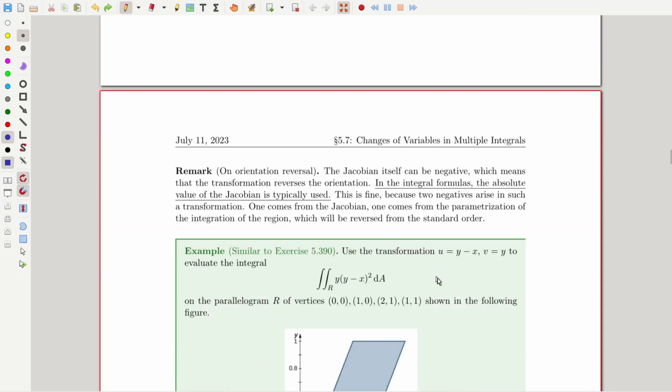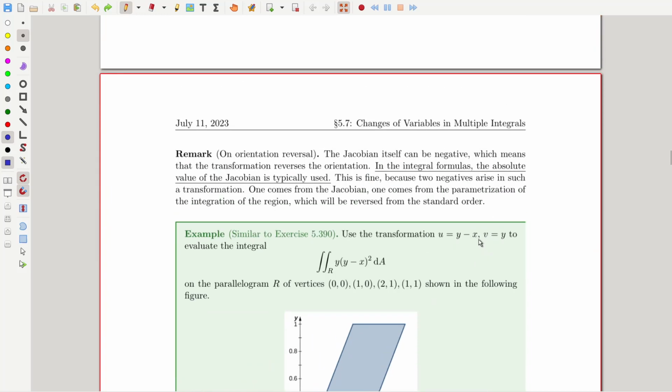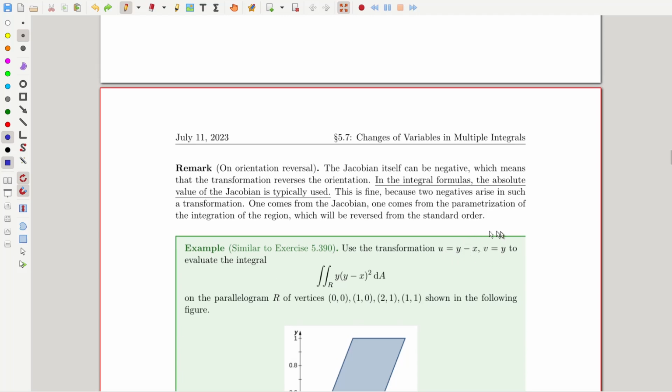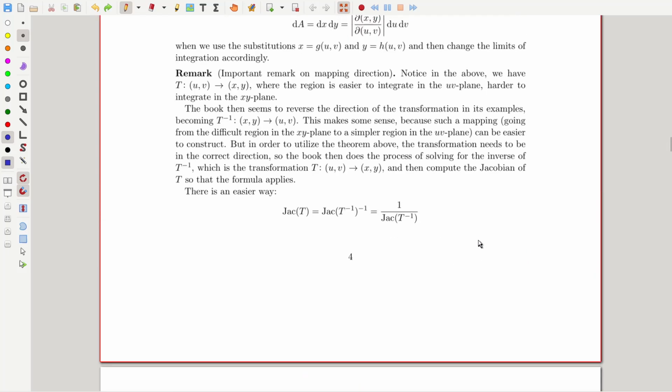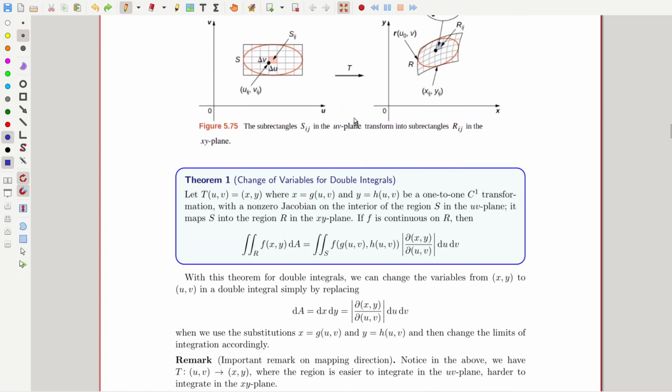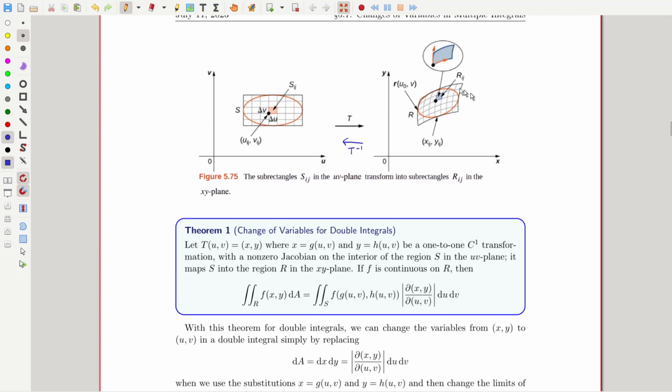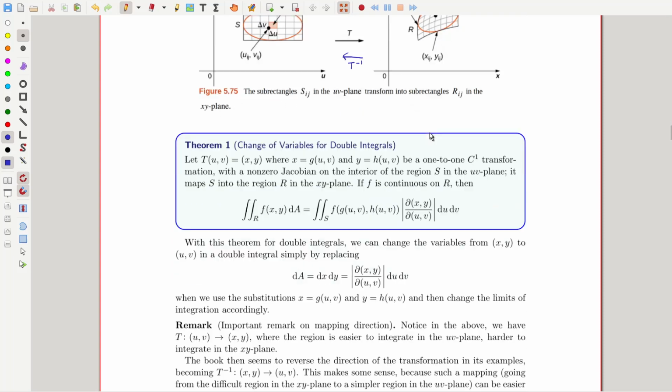So if you think about how this transformation works, this is taking in inputs in the xy plane and giving you back outputs in the uv plane. So this description is actually a description of the inverse transformation, T inverse. And I can even diagram that here. T inverse going from the xy plane to the uv plane.